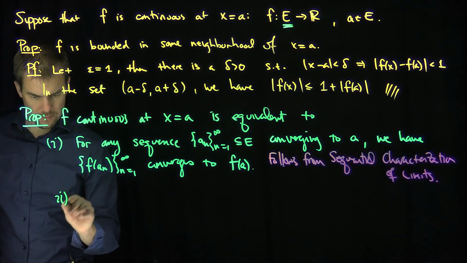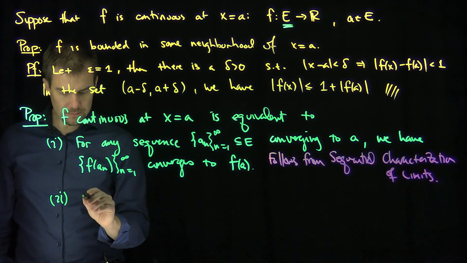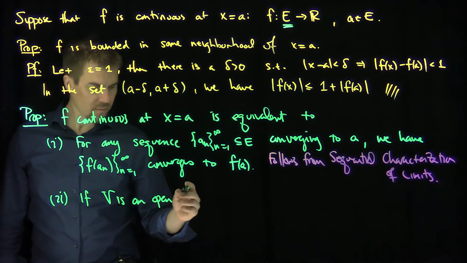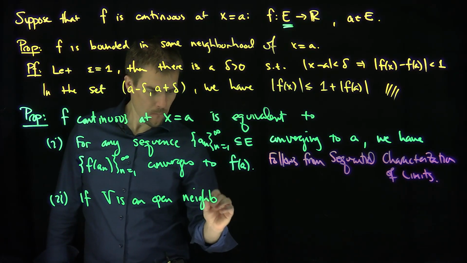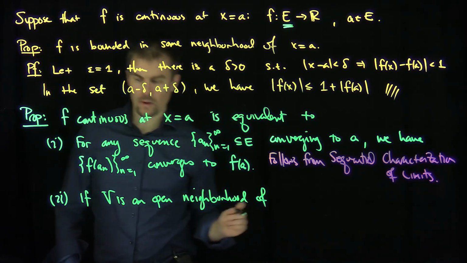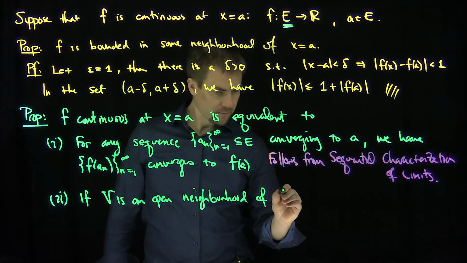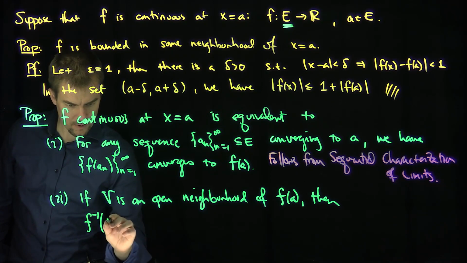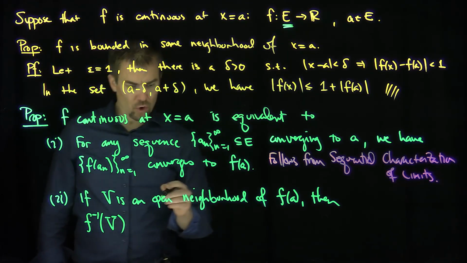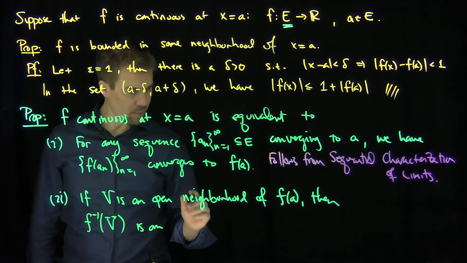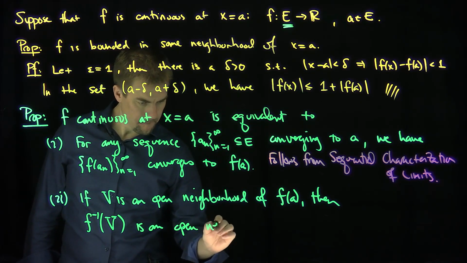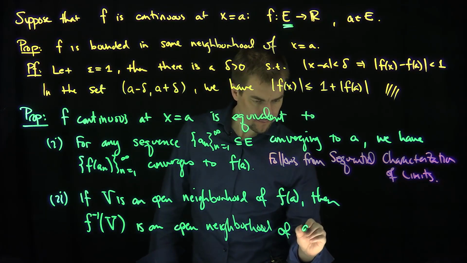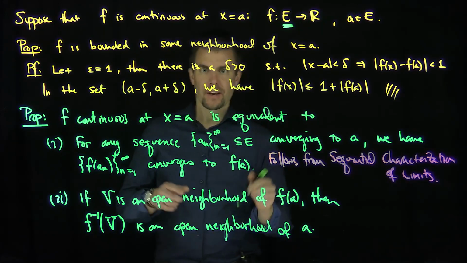That's 2. Okay. And that says that if V is an open neighborhood of the point f(a), then the preimage f inverse of V, the set of points that come from that open set, is an open neighborhood of the point a.